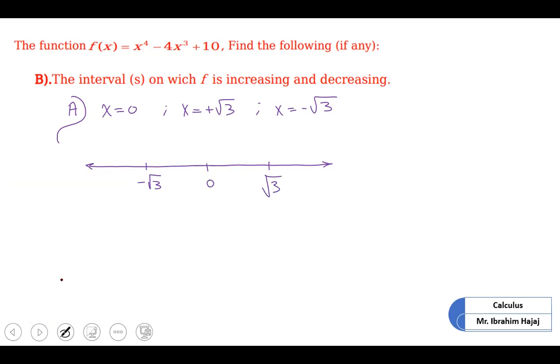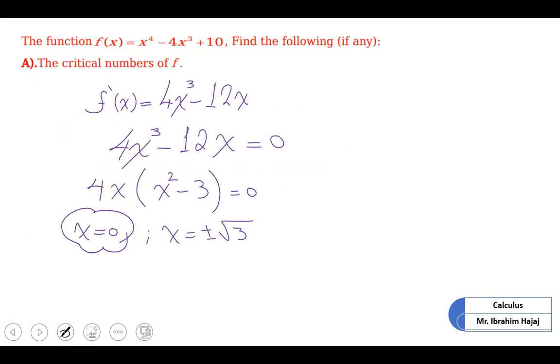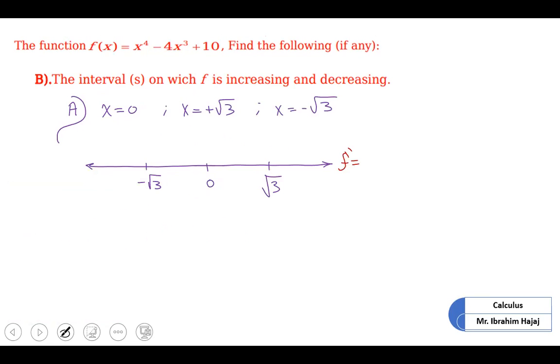Then let's test some points, and pay attention, guys, that we are substituting in f prime. So I have to write the f prime here. What's the f prime from the previous slide? It's 4x cubed minus 12x. Substituting, for example, any value less than negative 1.7, because negative radical 3 is exactly negative 1.7 something, so substitute negative 2 in this function. Substituting negative 2 gives negative 8 times 4, negative 32. Okay, negative 32.